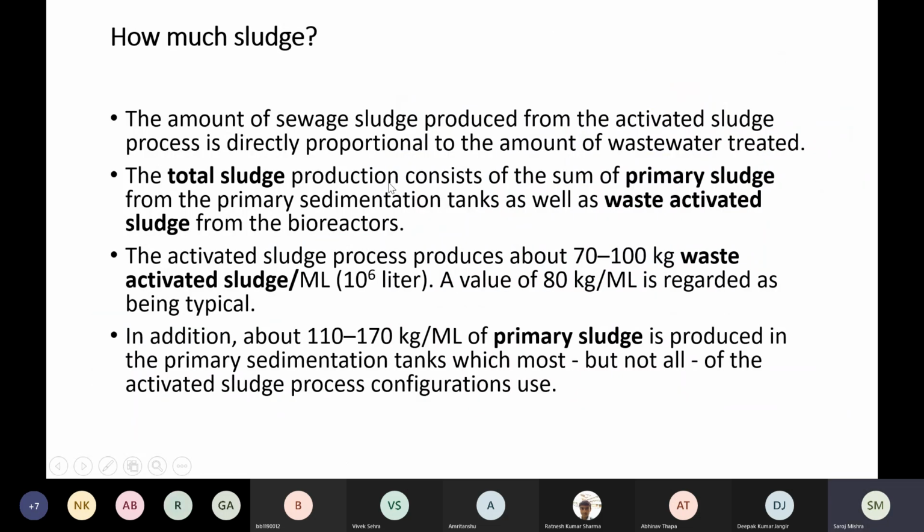Just to give you an idea, the amount of sewage sludge which is now produced from the activated sludge process is obviously directly proportional to the amount of wastewater which is treated. So the larger the volumes are, the more sludge is going to be generated. And the second point says that the total sludge which is produced contains both the primary sludge which you saw from the primary sedimentation tank, and it also contains the waste activated sludge from the aeration tank.